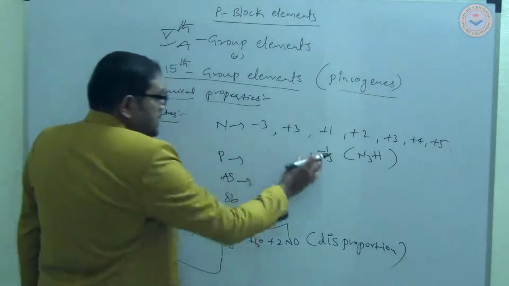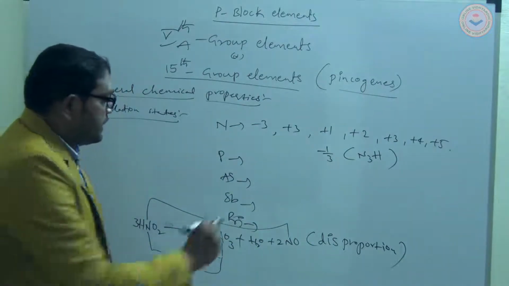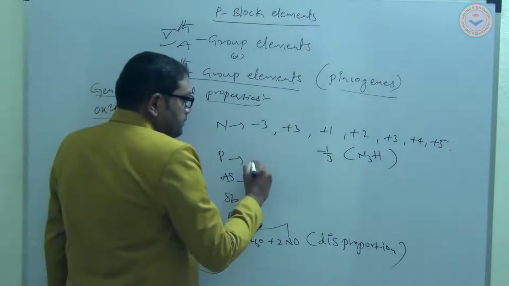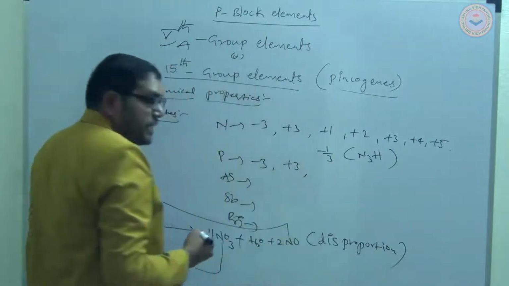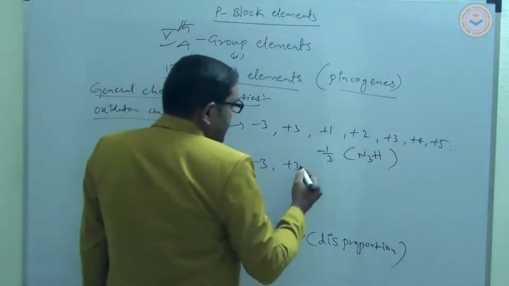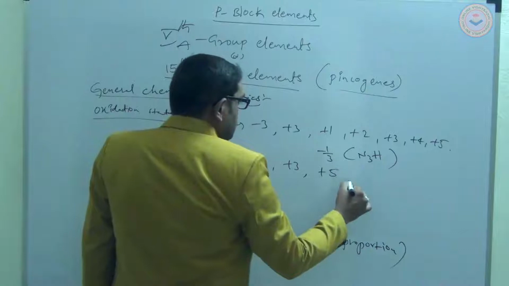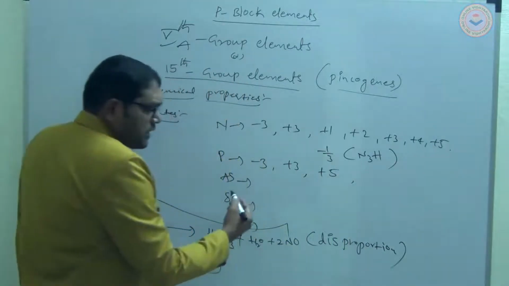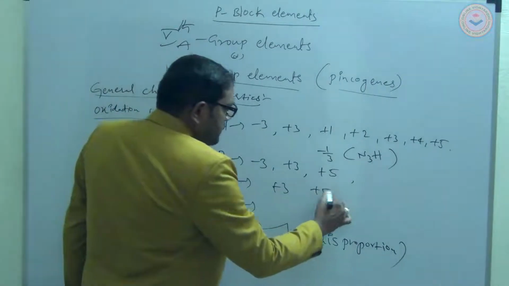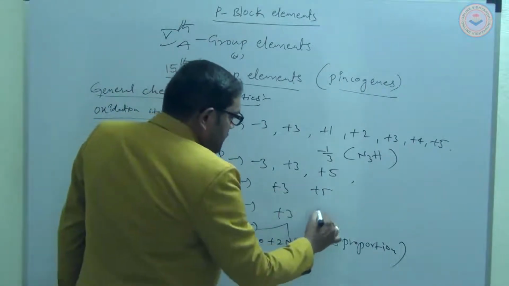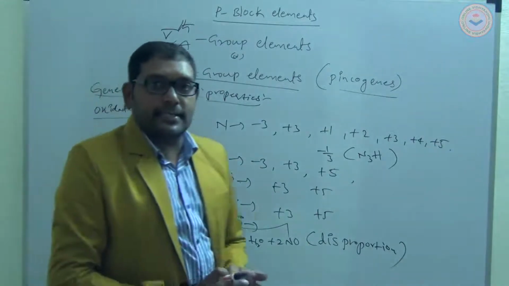Phosphorus exhibits different oxidation states. In that, phosphorus rarely exhibits -3, and it exhibits +3 and +5 oxidation states. Arsenic and antimony also exhibit +3 and +5 oxidation states. Down the group, +5 oxidation stability decreases.